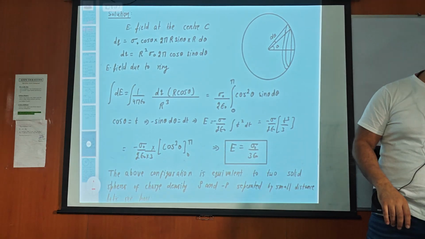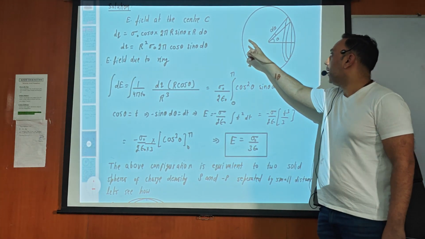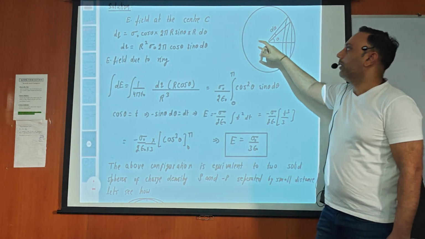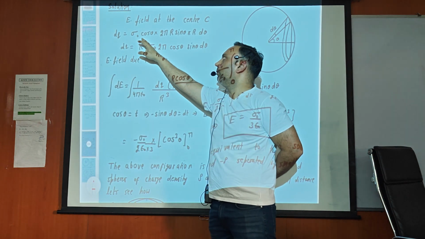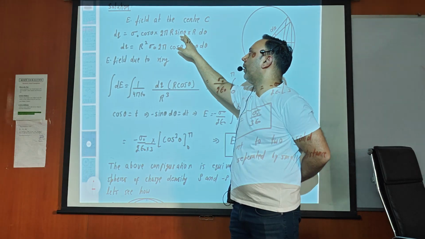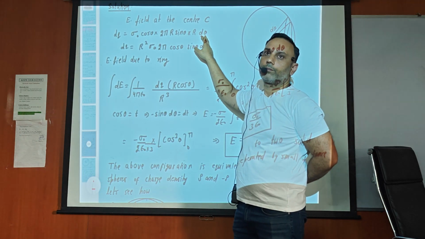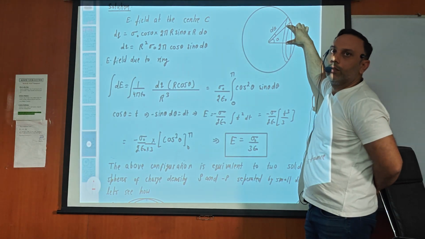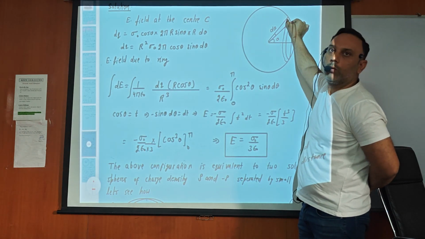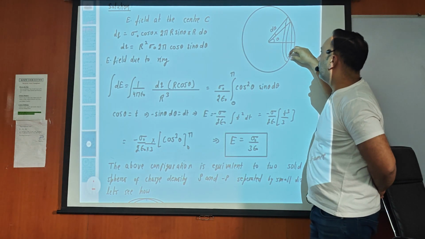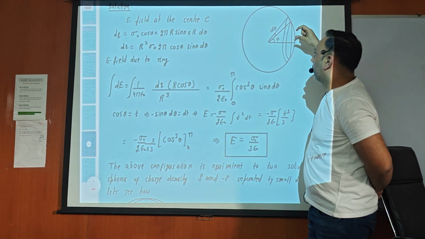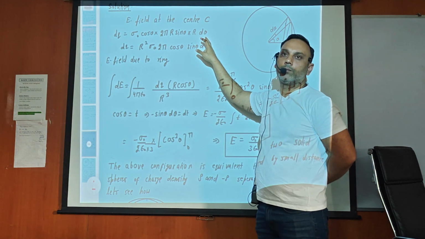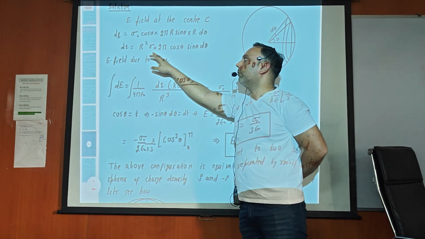So to find the electric field at the center, I am considering it is made up of rings. For any ring, the charge I can write as sigma naught cos theta multiplied by 2 pi r sin theta into r d theta. A ring has radius r sin theta and this length is r d theta. So the area of this small strip will be circumference multiplied by length, so 2 pi r sin theta into r d theta, into the charge density. So dq I am writing like this.